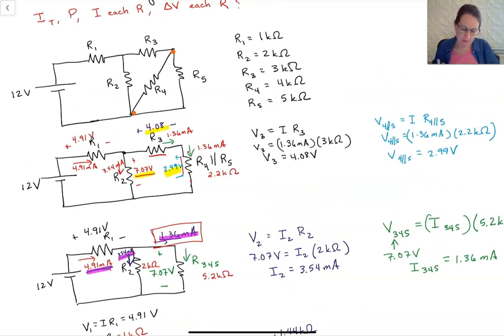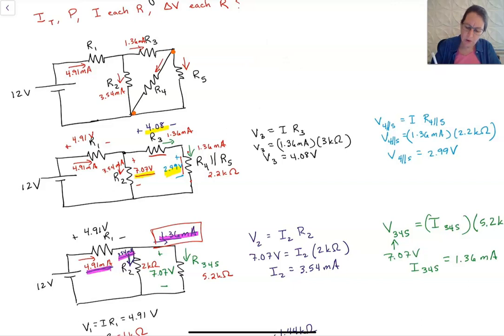This gets to be kind of a messy setup. I'm just going to draw the currents in, 4.91 milliamps. This one is 3.54 milliamps. This is 1.36 milliamps. Then to find the current in R4 and R5, because this 1.36 splits into two branches, we need to say what is the voltage across each one, and then from there we can find the current.